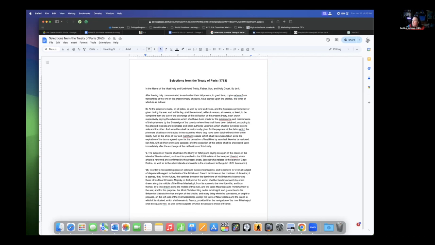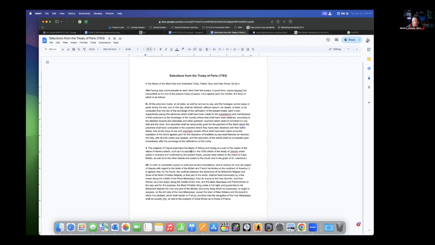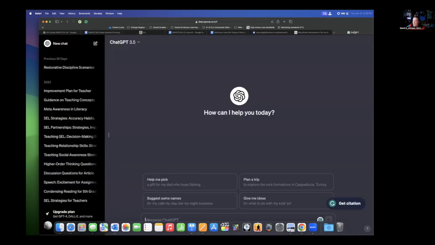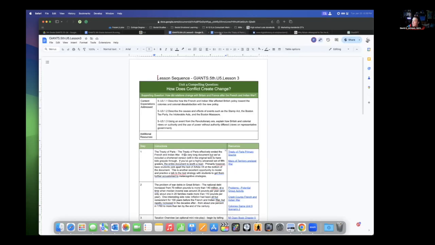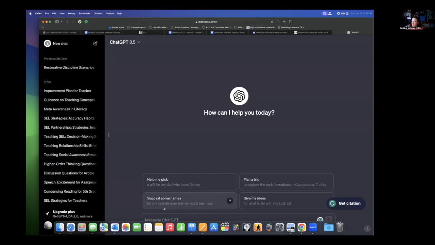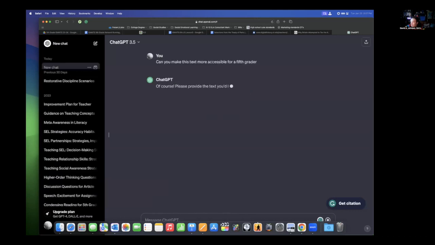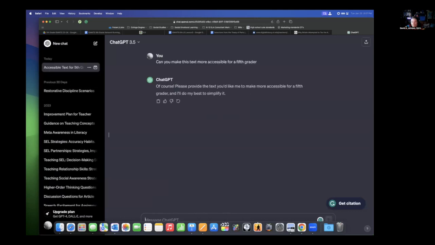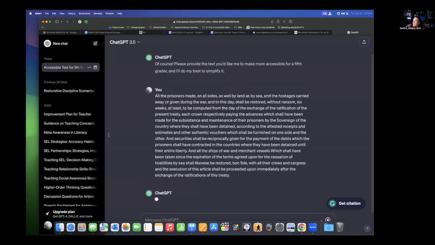So if you need to, take these sections and run them through ChatGPT. I talked about ChatGPT last time, and I said that you can take a selection of text like this, copy it and paste it right in, and you basically ask the AI, can you make this text more accessible for a 5th grader? And ChatGPT will say, of course, please provide the text you'd like me to make more accessible, and I'll do my best to simplify it. And that's where you can then paste it in.